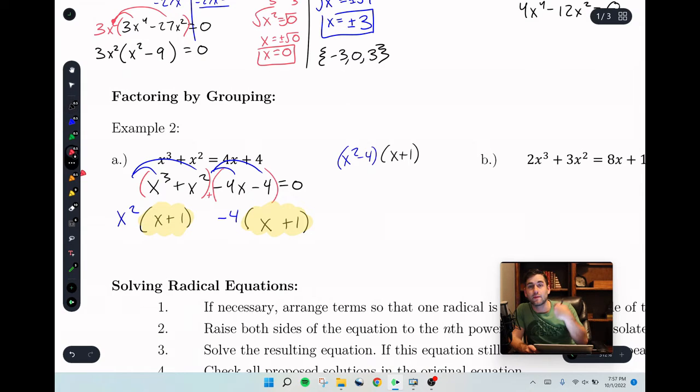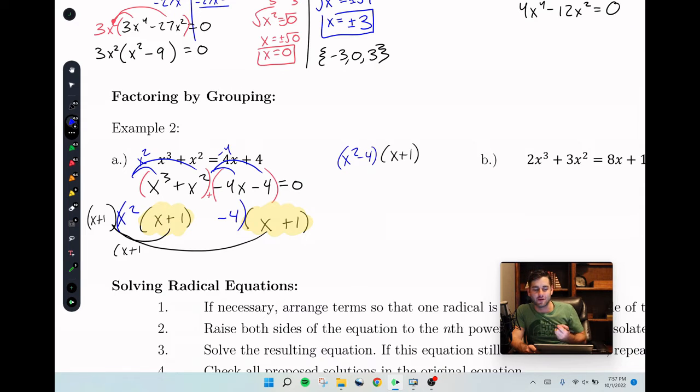But the reason I'm allowed to do that is because just like I reverse distributed this x squared and reverse distributed this negative 4, I can reverse distribute this common term of x plus 1 out to the very front, right? So now I'm multiplying x plus 1 by whatever's left in blue. And it's kind of like I'm factoring out this giant term instead of just factoring out a small term. And then we set it equal to 0 because it was equal to 0.